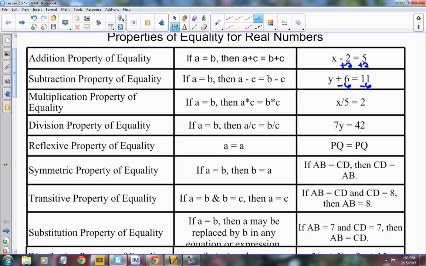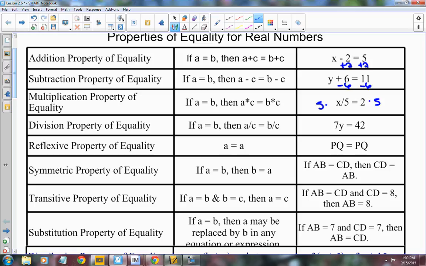Alright, then we've got the multiplication property of equality. It allows us to multiply both sides by the same thing. Whatever you do to one side, you gotta do to the other. So what will we do to solve this? X over 5 equals 2. Multiply both sides by 5. So that's the multiplication property.